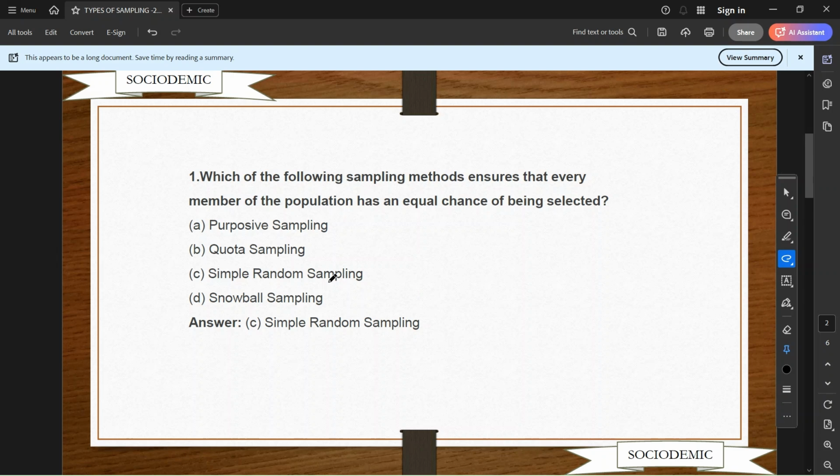Friends, while doing research, there is a need to take the opinions of the people. So it is impossible to take the opinion of all the people. So we may pick some of the people. For example, this is the whole population, total population. So we may pick some: one, two, three, four. Likewise, this picking from the entire population is called sampling.